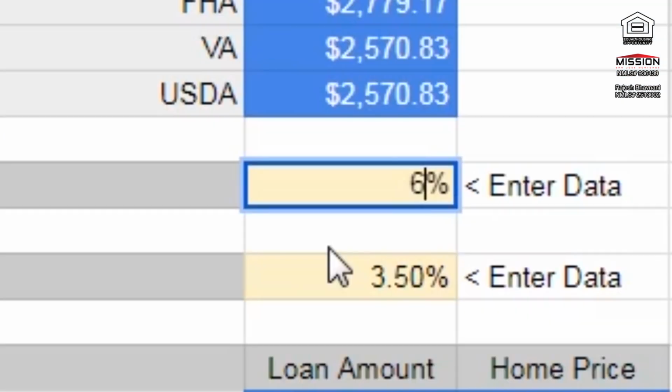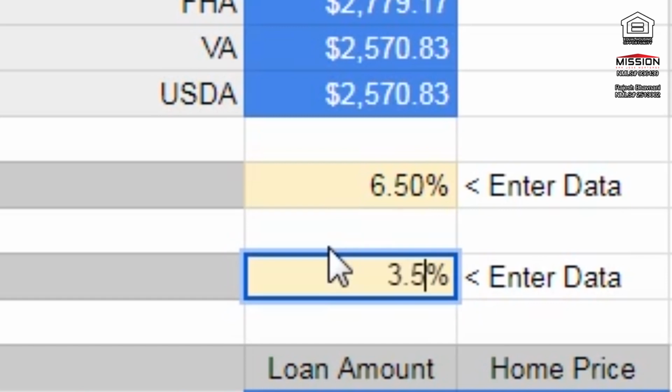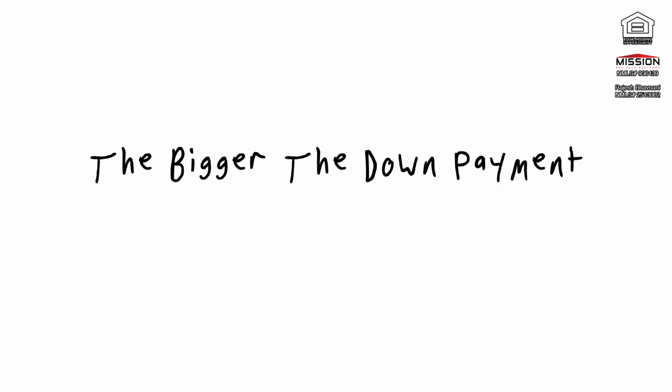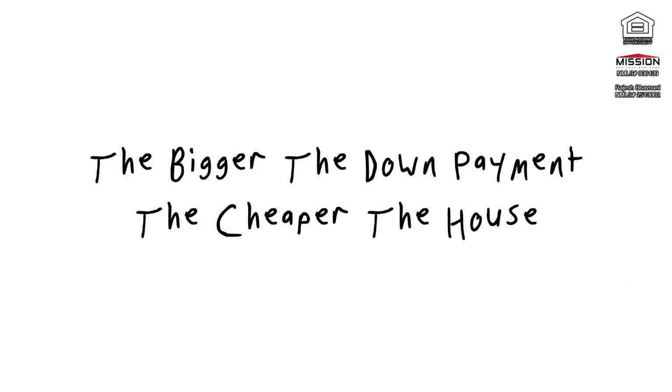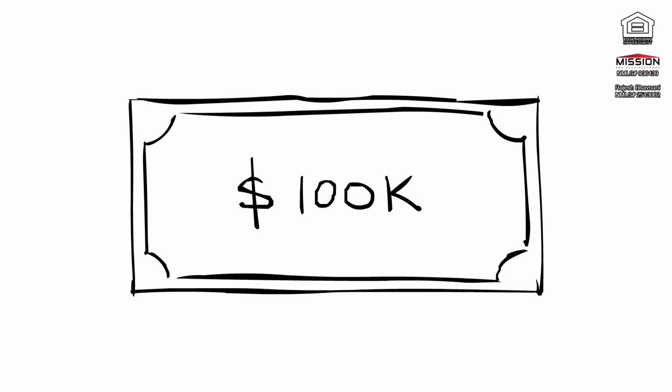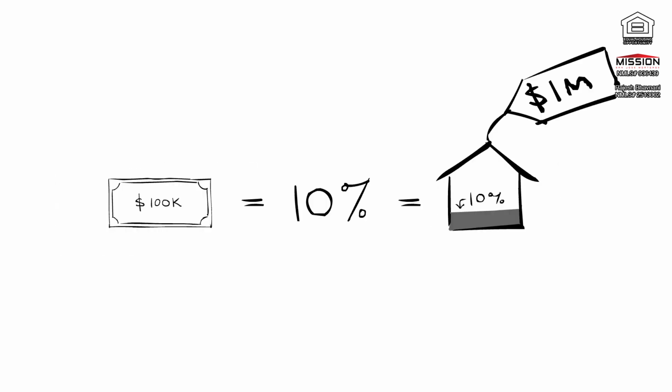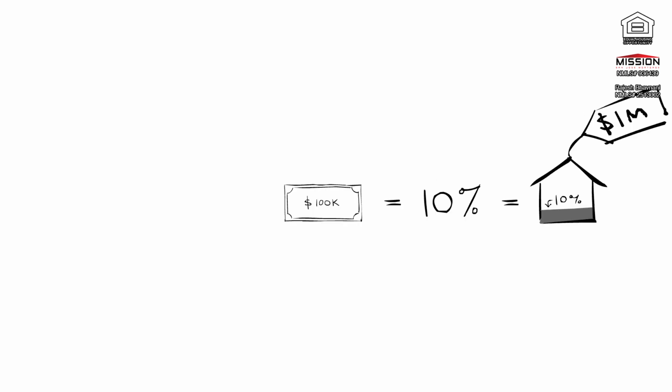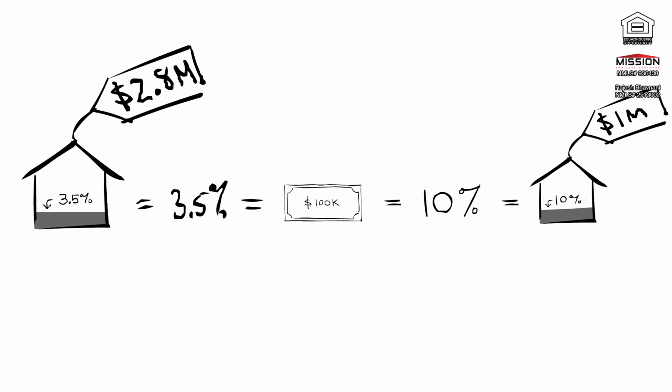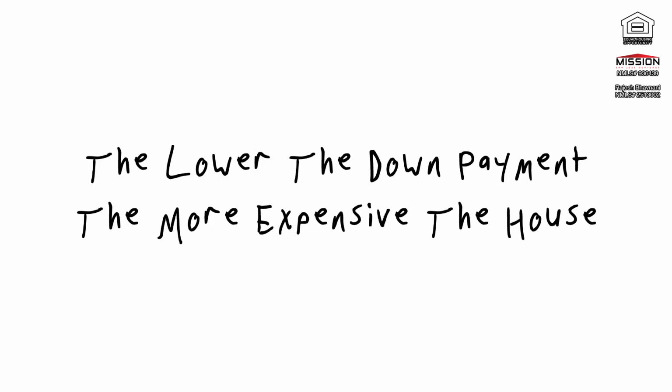Interest rates currently vary between 6.5 and 7%. So let's say Bob gets an interest rate of 6.5% and he puts down 3.5%. The bigger your down payment, the cheaper your house. So if you put $100,000 down and it represents 10%, that means the most expensive house you can buy is $1 million. But if you put down the same $100,000 and it's 3.5% of the home price, that means that house costs $2.8 million. So the lower the down payment, the more expensive the house.